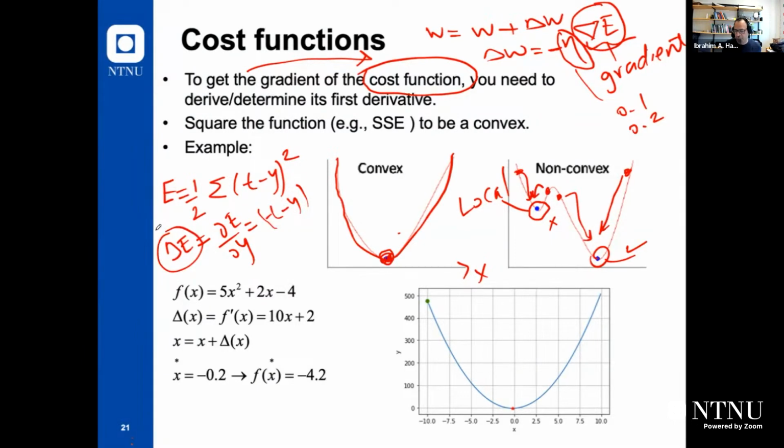So let us play with an example. Imagine that we have a function like this one: f of x equals 5x squared plus 2x minus 4. This one is a squared function. I mean, it's a convex function, as you can see. And we need to find the value of x which will make f of x minimum. So we need to find the value of x which will minimize f of x.